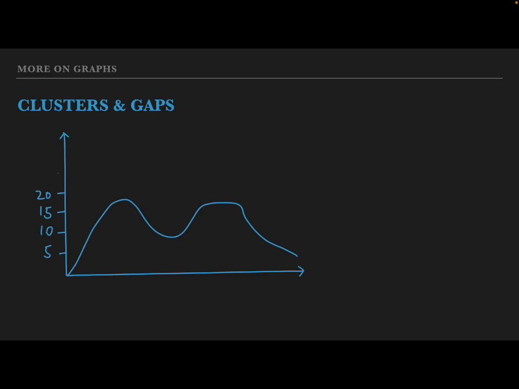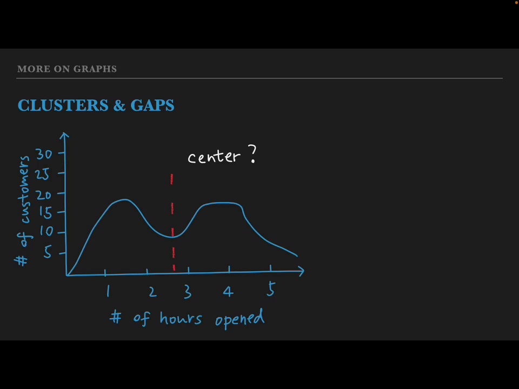Let's consider this graph about the customer flow in a restaurant. If we ask, where's the center here? One may say, hey, the center is here, because it splits the graph into 2 roughly equal parts. Yes, but there's clearly something missing, because there are 2 major peaks over here and here. These are clusters. They are the natural subgroups into which the values fall. Therefore, instead of having the center here, we can say that there are 2 clusters centered at 1.5 and 4.